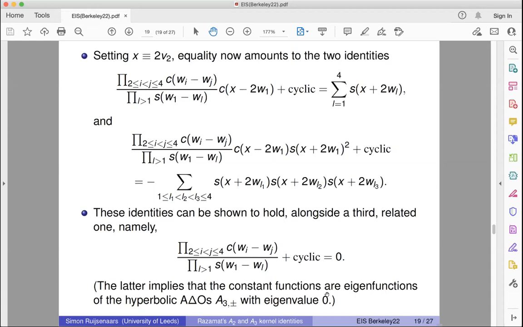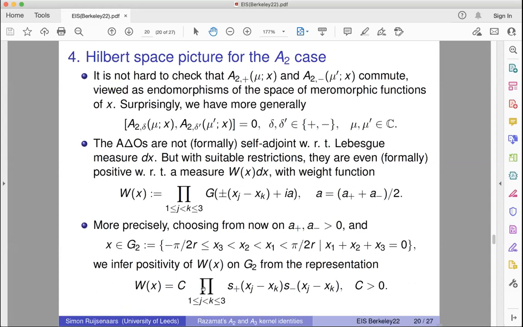Anyways, we're talking eigenfunctions, eigenvalues. So that brings us to Hilbert space. What is this trying to tell you, in my opinion? Well, let's first look at these two operators, because they, in the A2 case, for different mu's, we have already seen that, yes, they satisfy the kernel identity independently of mu. So from that point of view already, you think, well, they might well commute, and they do. But again, that's not obvious.